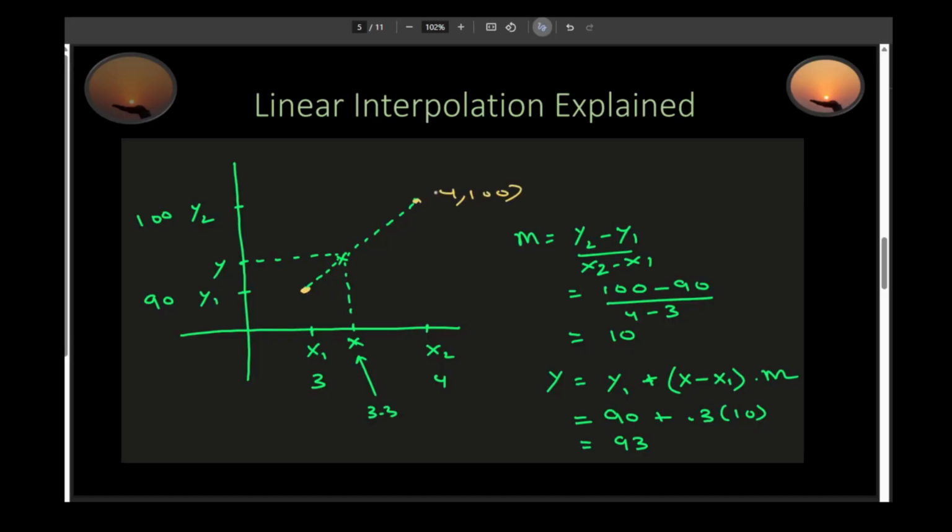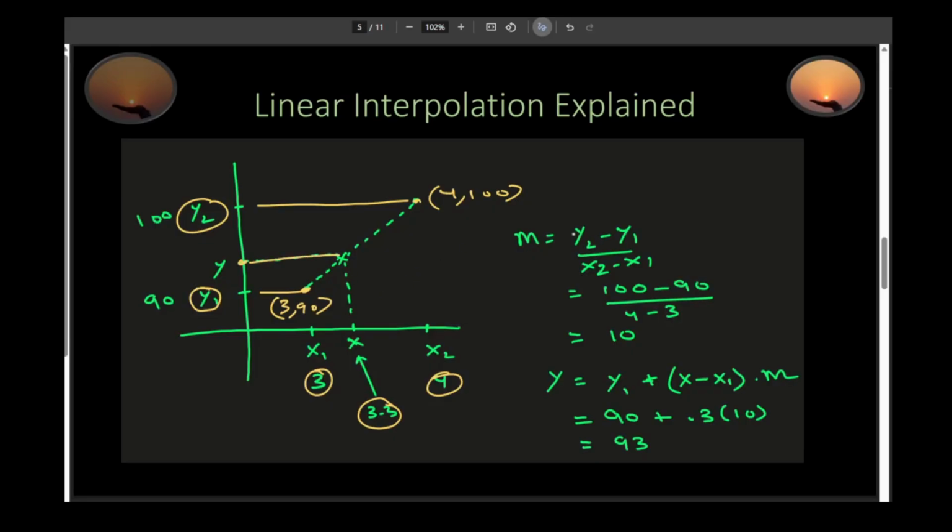So these are my positions, 3 comma 90 and 4 comma 100, and this is 3.3 right there. This is my third position, this is my fourth position, and this is my 3.3 position. My y1 is 90, this is my score right here. And my y2 is 100. You have to calculate the score at this position, which you know is 3.3.